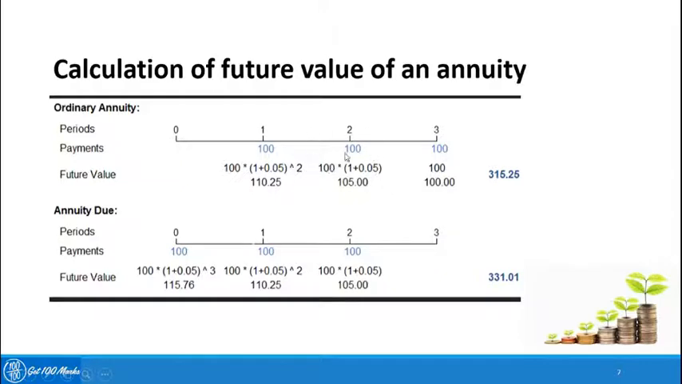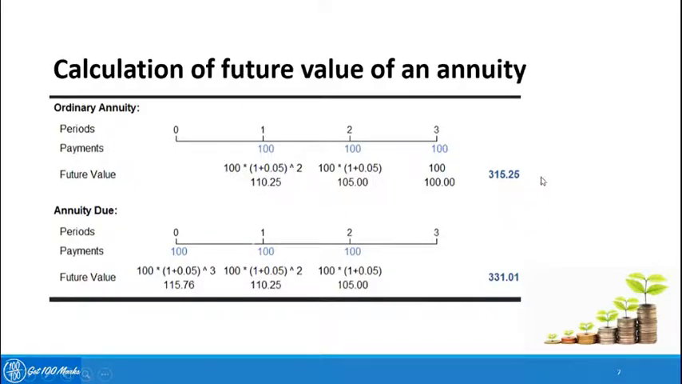In period 2, similarly, the 1 plus 0.05 has been multiplied by 1. That's because you earn interest only for one period. And in the third period, there is no interest earned by the annuity because it cannot be invested for any future periods. All these future values are added up. That means 110.25 plus 105 plus 100 gives you 315.25, which is the future value of these annuities received in period 1, 2, and 3.